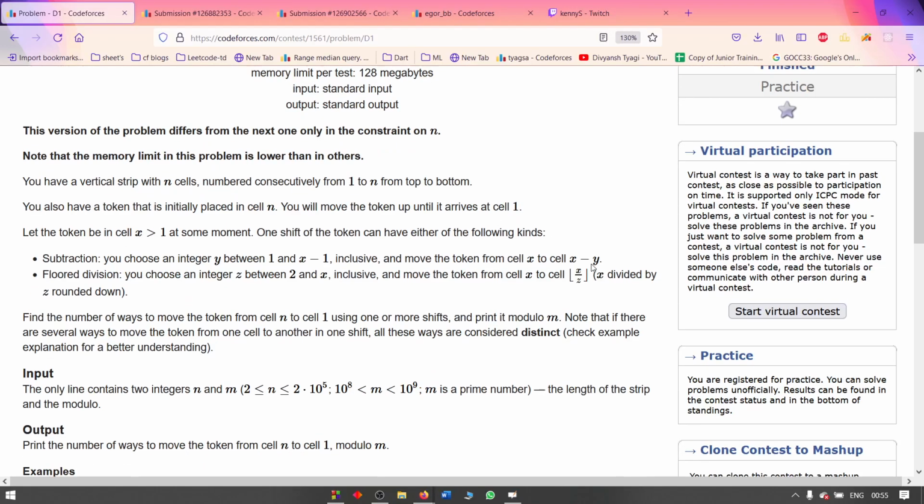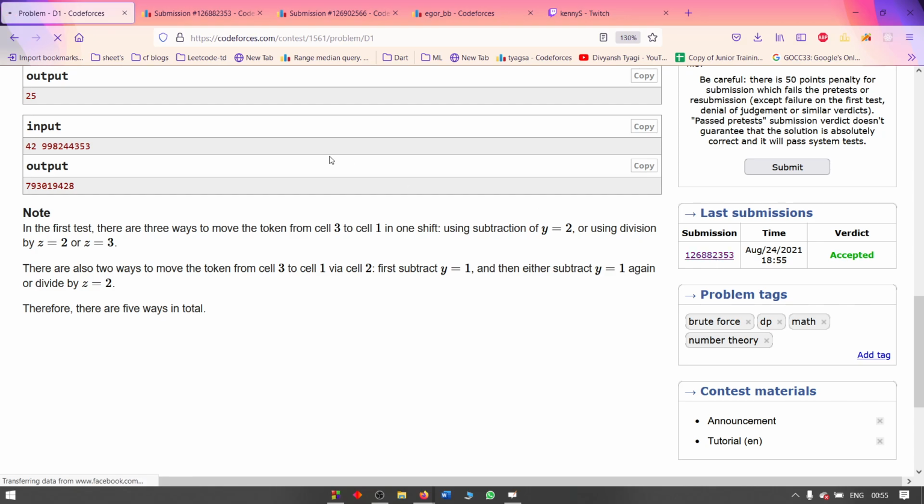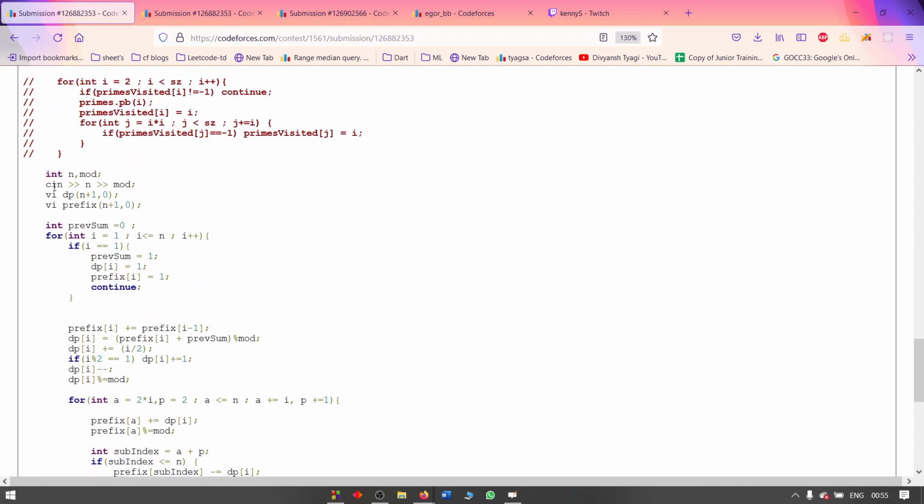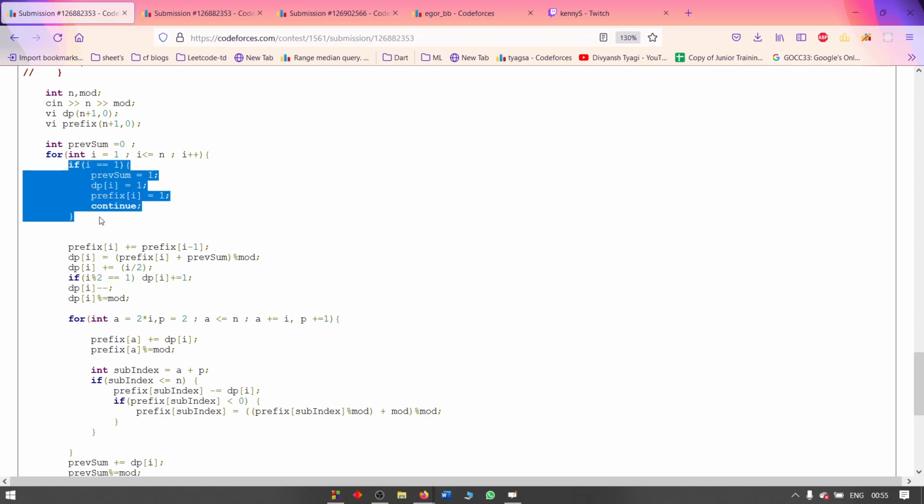I can also show my code, but it's not very well written. I'm not sure if you will understand it properly. Like I told you about the prefix arrays, I made them. I handled the case for ones differently. So dp of 1 would be 1. The previous sum I initialized with 1, and prefix of 1 I also set as 1. Then, like I said, for prefix of I, you would first add prefix of I minus 1. Then dp of I would be the previous sum plus prefix of I.